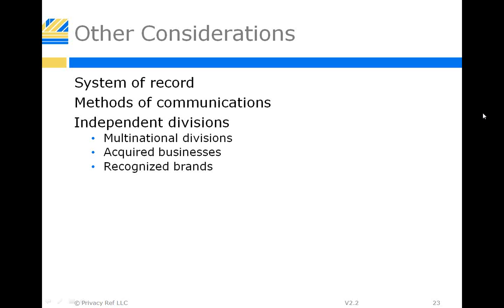You need to figure out what your methods of communication are within your organization. Are things going to be told by phone? Are you going to write memos? Are you going to do things in email? Again, to a large extent, it gets to what gets put in paper and what's discoverable during the process, who knew what when. And finally, you need to figure out how to deal with independent divisions.